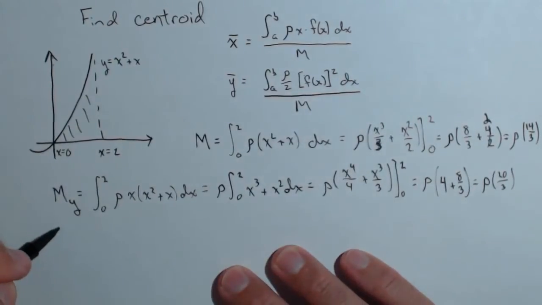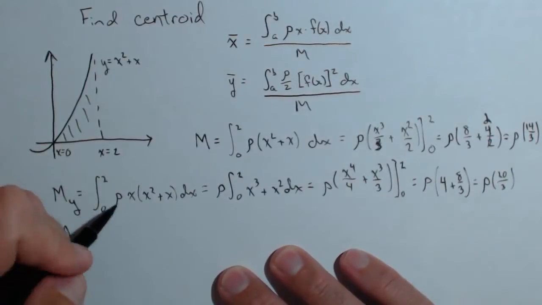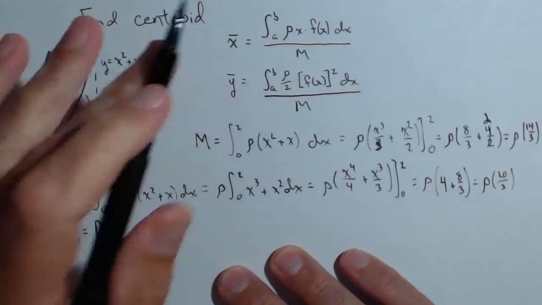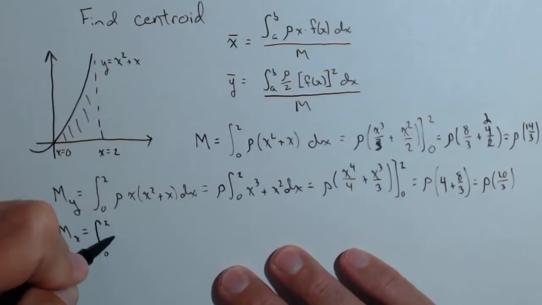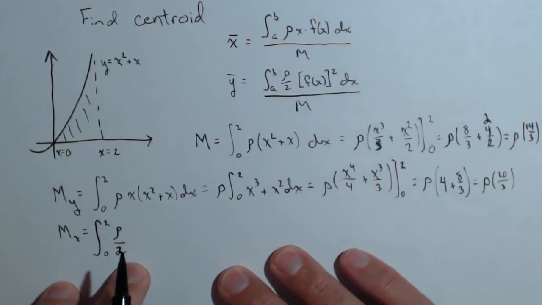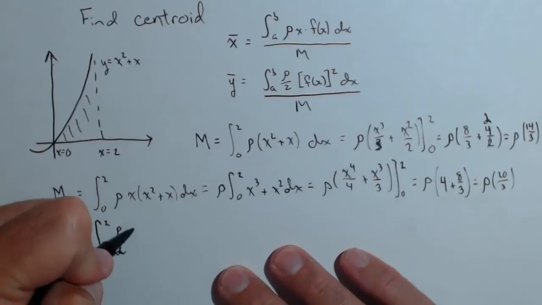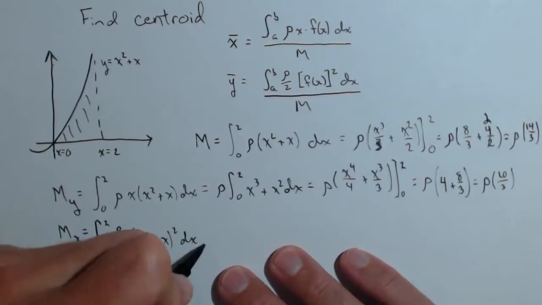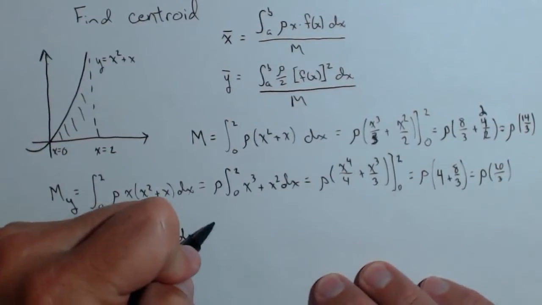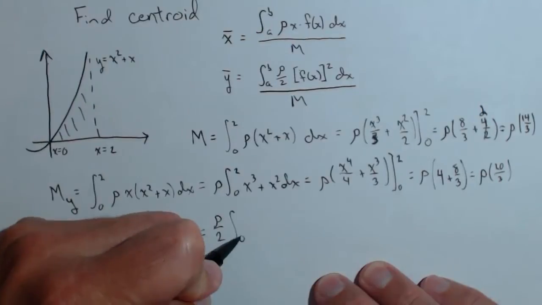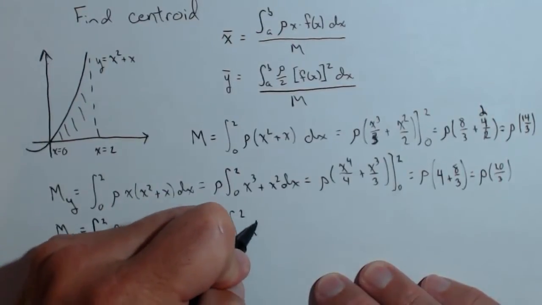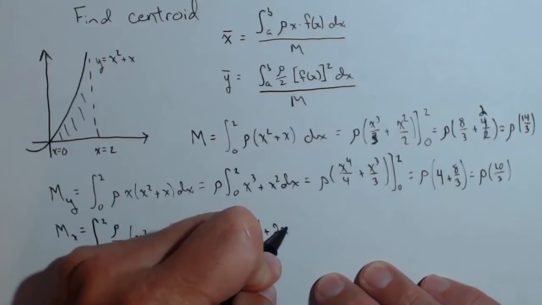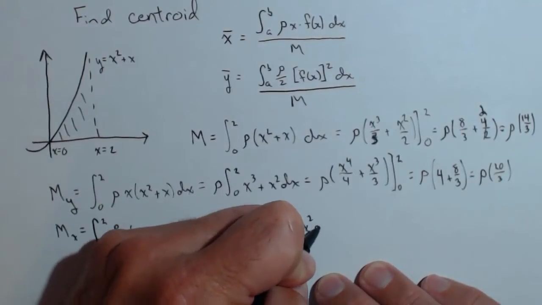Let's go ahead and find m sub x, and then we'll put them together for x bar and y bar. The limits are going to be the same, 0 to 2. One thing you don't want to forget is that it's 1/2 of rho, or rho over 2, so there's an extra half in there. And now f of x gets squared. There's another video that shows where these formulas come from if you want to take a look. So I'm going to pull the rho over 2 out. From 0 to 2, let's square this. That's x to the 4th plus 2x cubed plus x squared dx.